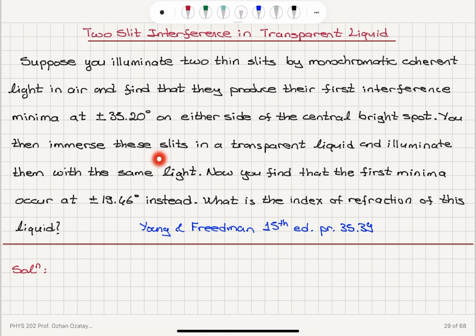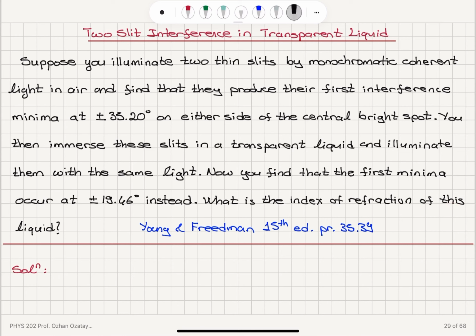You then immerse these slits in a transparent liquid and illuminate them with the same light. Now you find that the first minima occur at plus or minus 19.46 degrees instead. What is the index of refraction of this liquid?